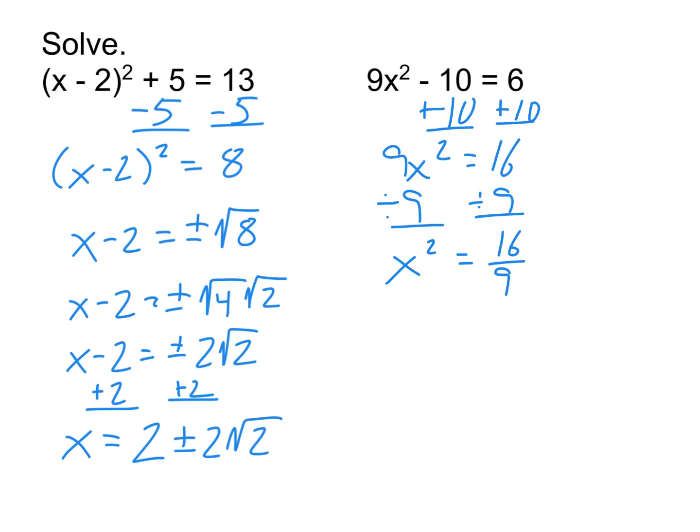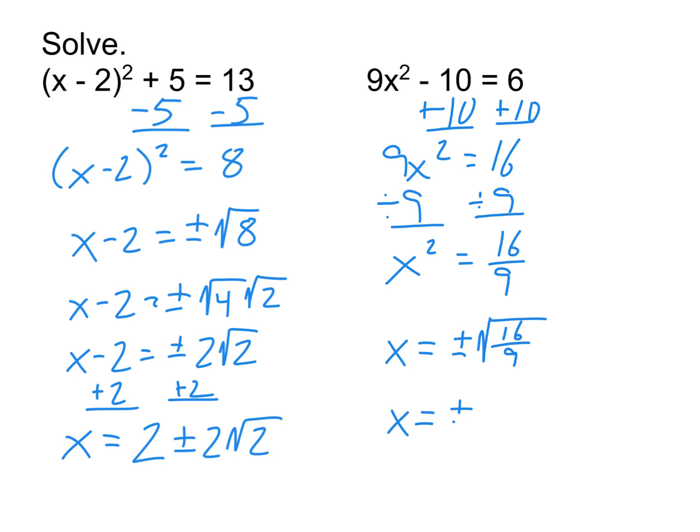I got x squared equals, so I got to get rid of the squared, so let's square root both sides. So x equals plus or minus the square root of 16 ninths. This is actually pretty doable. And this is part of the reason why I bring up this particular problem, because I want you to see how to handle fractions with the square roots.